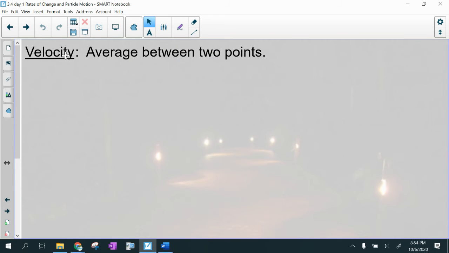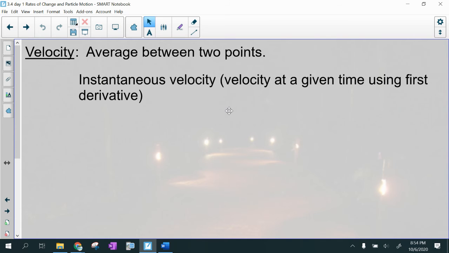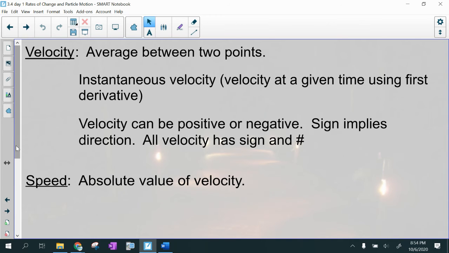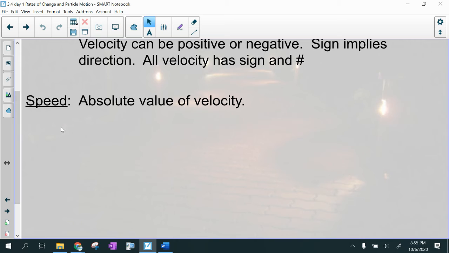Next, again, velocity is generally the average between 2 points, but if I've got instantaneous velocity, it's the velocity at a given time using just the first derivative. A velocity could be positive or negative. Sign implies direction, and all velocity will have a sign and some sort of numerical value. Again, the speed is the absolute value of velocity.